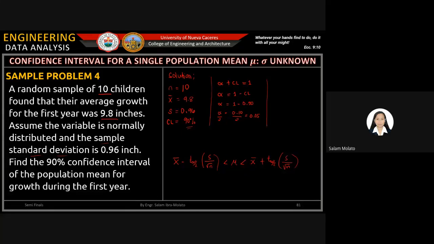Okay. So another thing that we need to know is the DF or the degree of freedom. So we know that DF is equal to n minus 1, right? Okay. So therefore, our DF is equal to n, which is 10, minus 1. DF therefore is equal to 9.